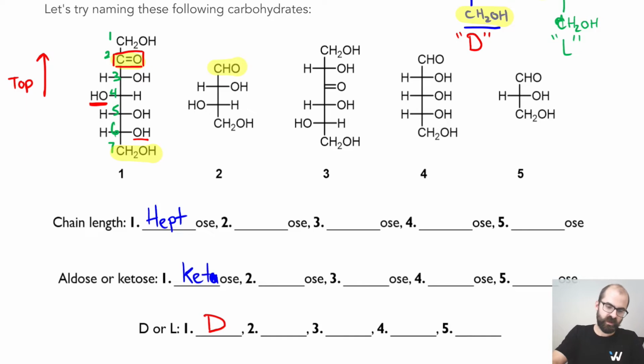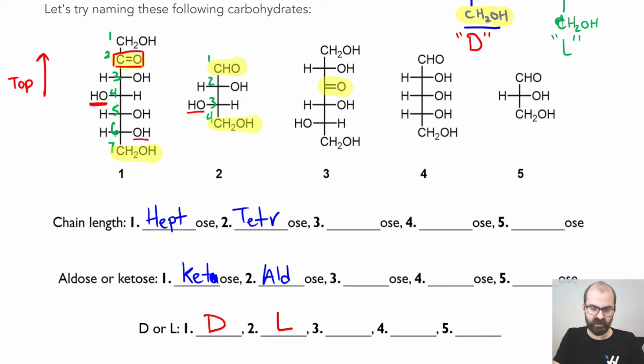All right, number 2. Again, our aldehyde, highest oxidation state, is at the top. We're going to number all of our atoms. These are our positions. There are 4 of them, so this is a tetrose. We have an aldehyde, so it's an aldose. And if we look at our CH2OH, the OH is now on the left-hand side, so this is an L sugar.